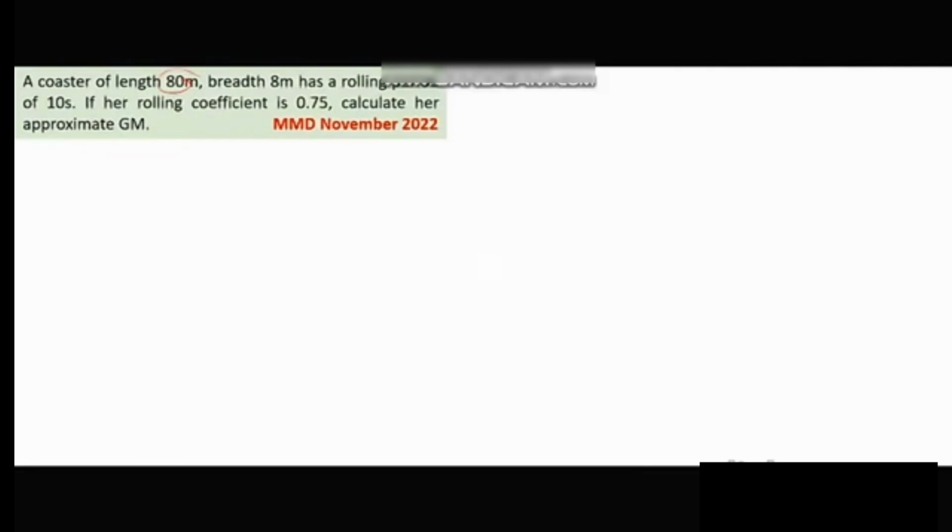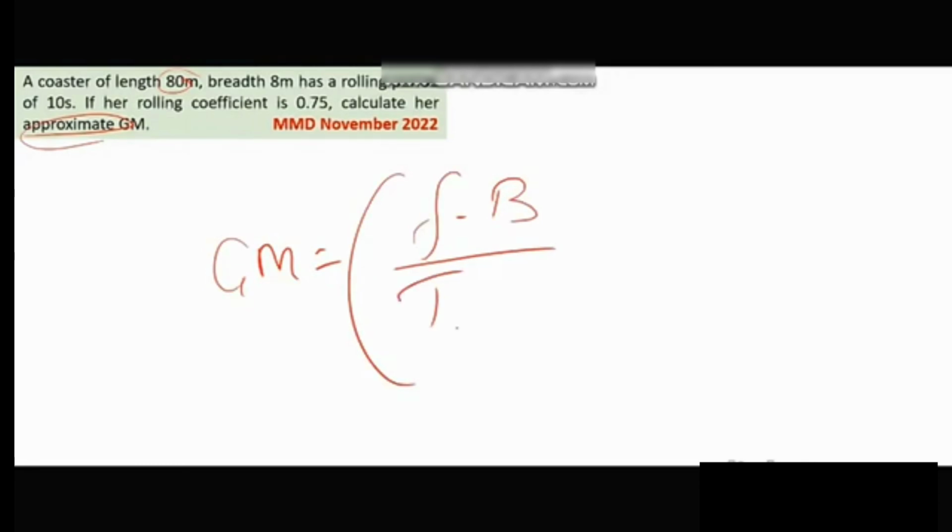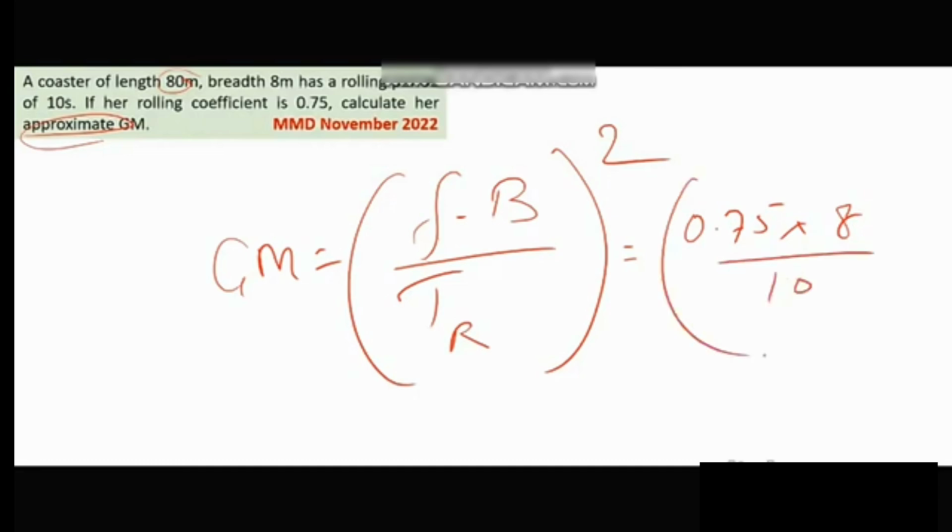A coaster of length 80 meters, breadth 8 meters, has a rolling period of 10 seconds. If the rolling coefficient is 0.75, calculate her approximate GM. The word is approximate, guys. And we know GM is equal to (F into B upon T_R) whole squared. Correct, guys? Coefficient is 0.75, breadth is 8 meters, rolling period 10 seconds, whole squared. Get the GM. How much does it come to? So many meters. 0.36.